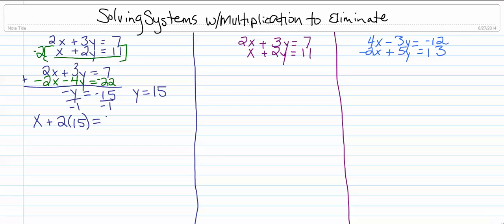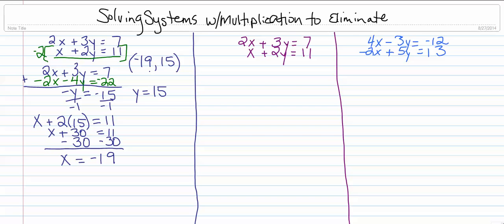So 2 times 15 is 30. And if I subtract 30 from both sides, I find out that x is equal to 11 minus 30, or 11 plus negative 30, which is negative 19. So the solution to this system is negative 19, 15. If you want to check your answer, you would take your x value and your y value and plug it into both equations. For the first equation, you should get a 7 on the left, and for the second equation, you should get an 11 on the left.